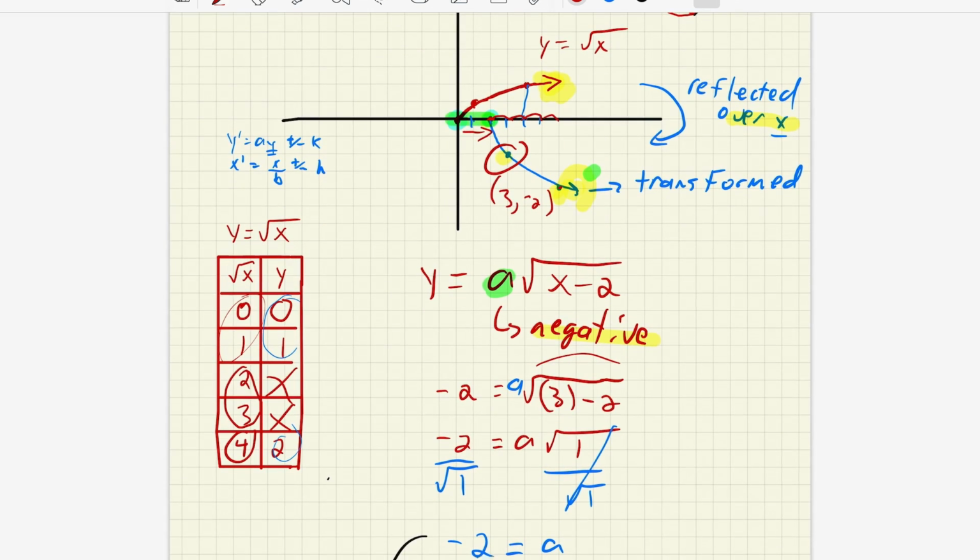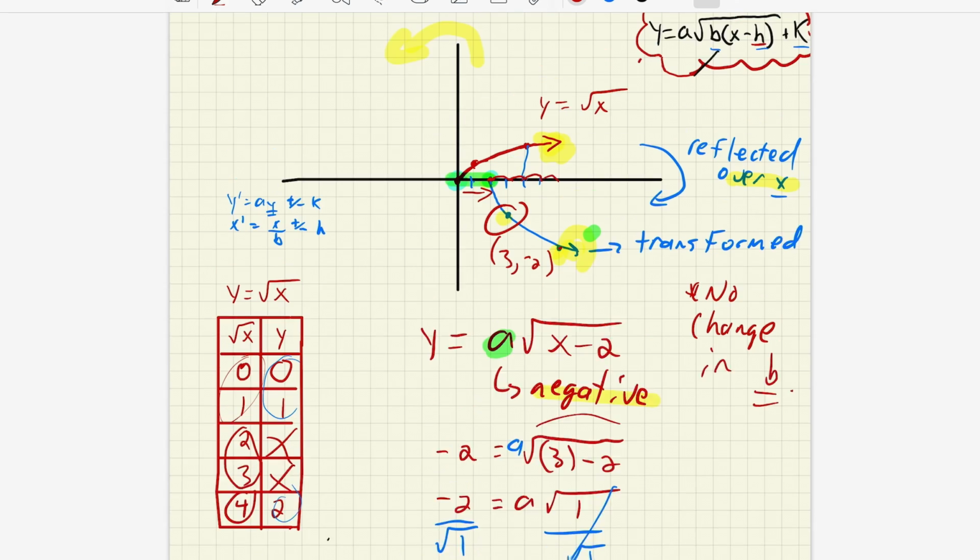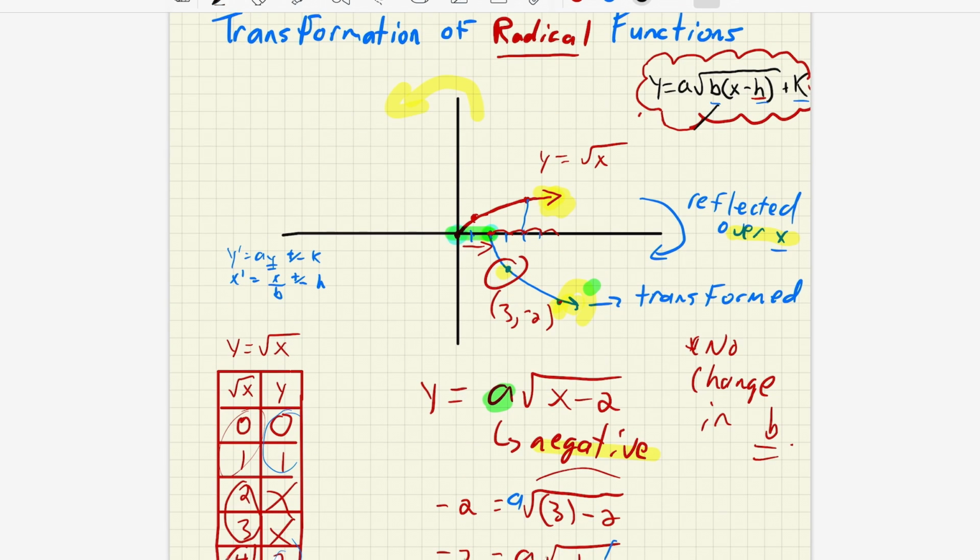So we're going to say that there was no change in b. Okay, so then finally, and I'll write it in the corner here, it looks like our final function in blue is going to be y is equal to negative 2 root x minus 2. Okay? And again, I think when it comes to b, just count the squares horizontally.